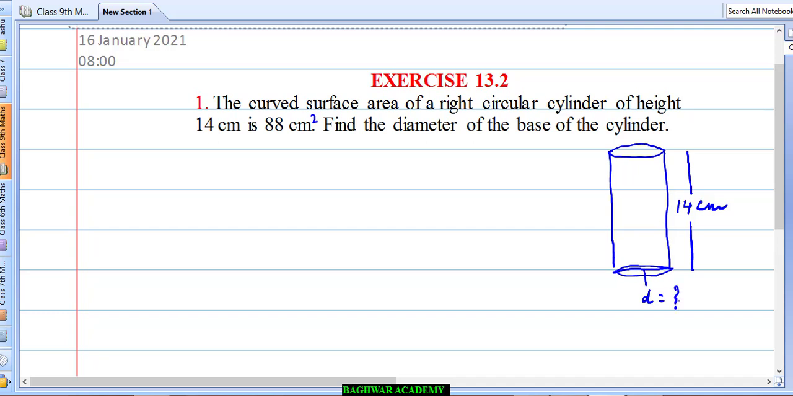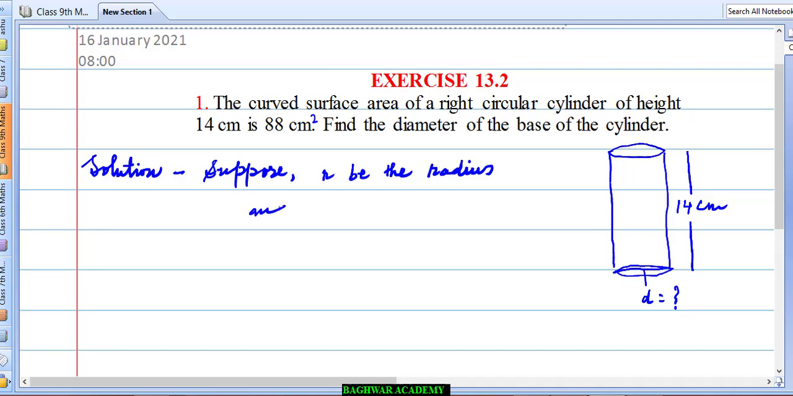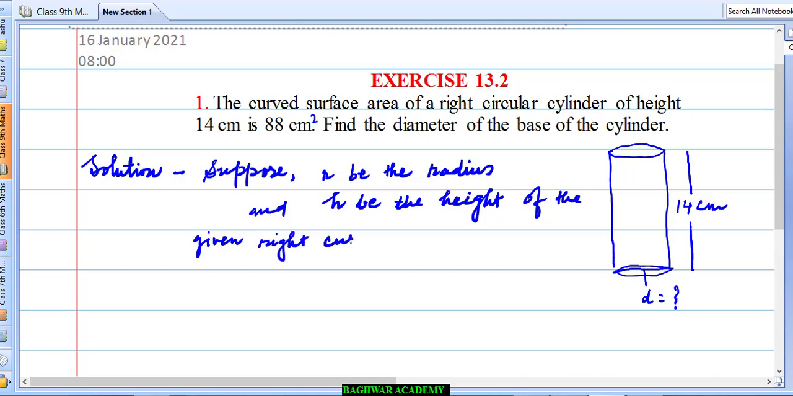So how will we proceed? Just see. Here we will write first: suppose R be the radius, and H be the height of the given right circular cylinder.